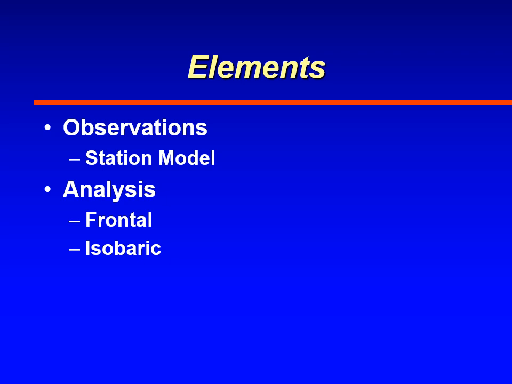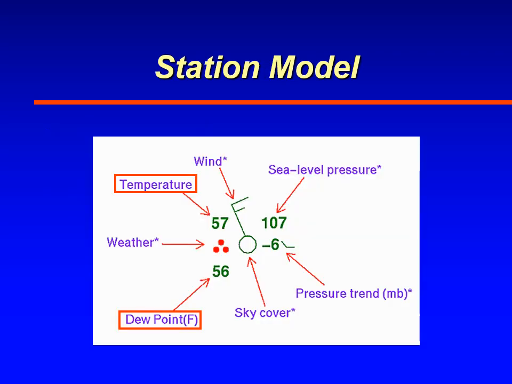Of course, the chart is made of observations and analyses. The observations are station models. We're going to look at the station models right now. A station model is a depiction of information in both textual and graphical form. We'll start out with temperature and dew point. Those two numbers are plotted in Fahrenheit as reported by the METAR or by the station, by the ASOS or the buoy.